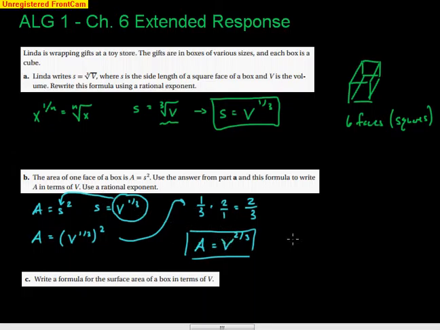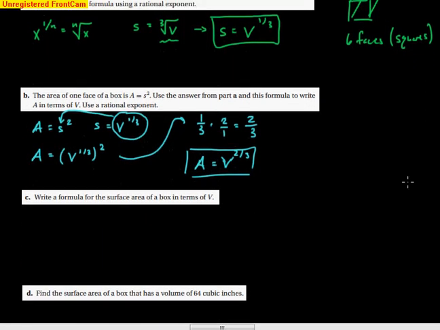Okay, next one here. So now it says write a formula for the surface area of a box in terms of V. And again, this might be more than you know, but I will give you a hint here. To find the surface area of a cube, you simply say 6 times A, where A is the area of one square, or area of a face. And again, the idea is they're all the same. So if you had the area of one face, you times it by 6 because there are 6 faces or 6 sides to this box, you'll have it.